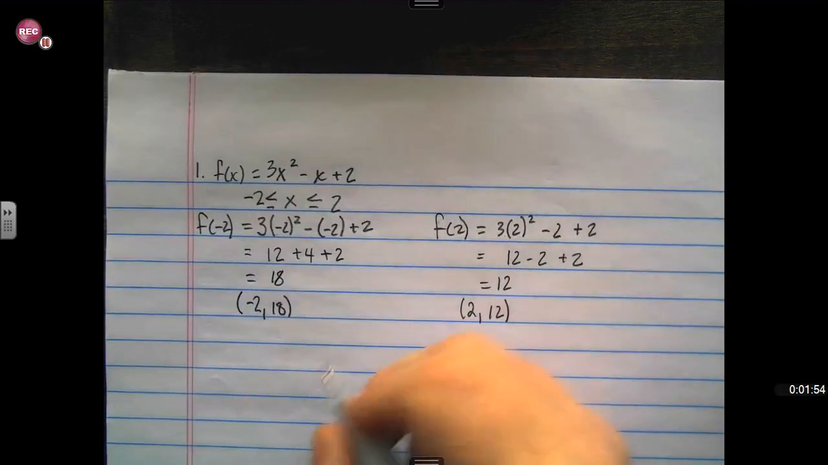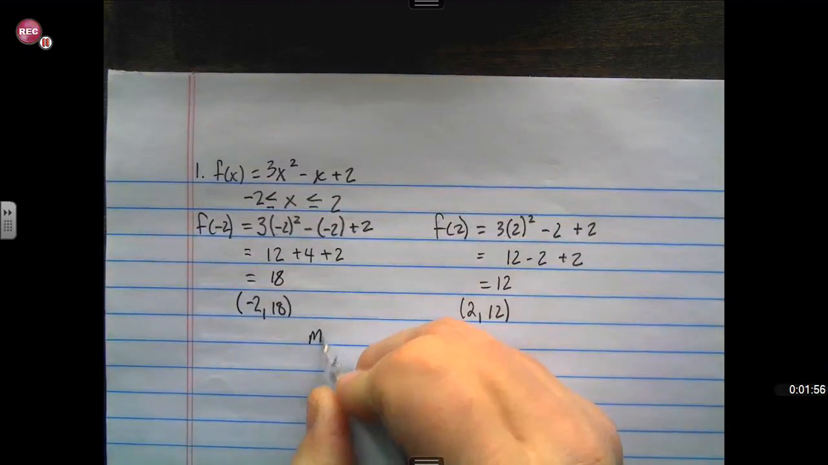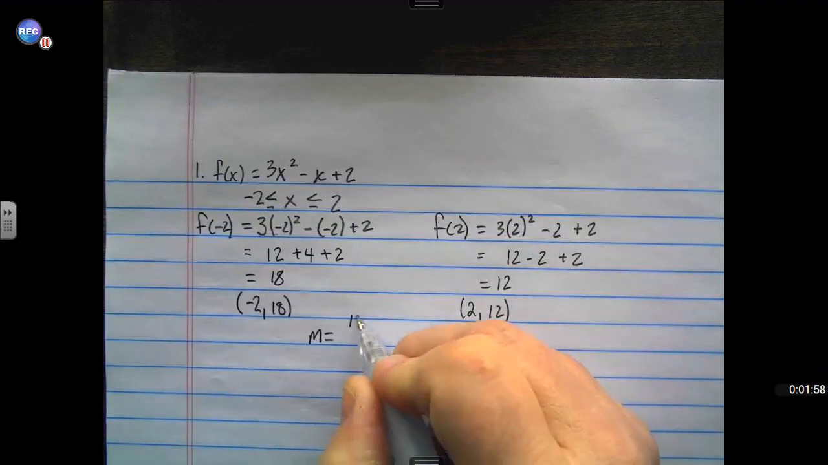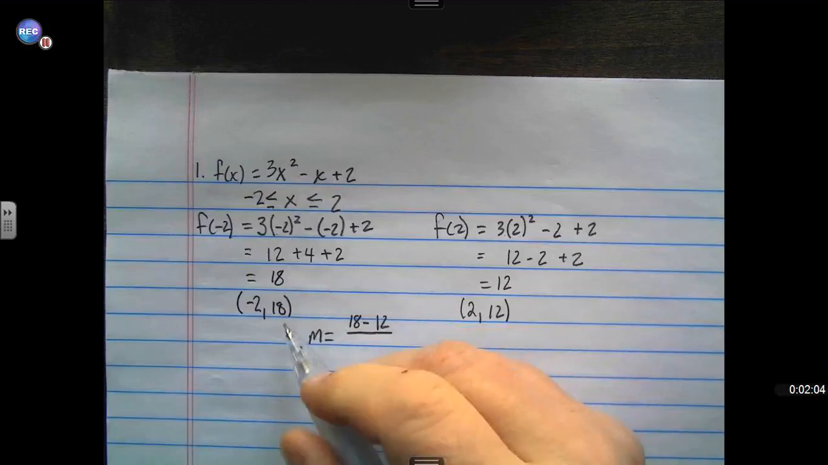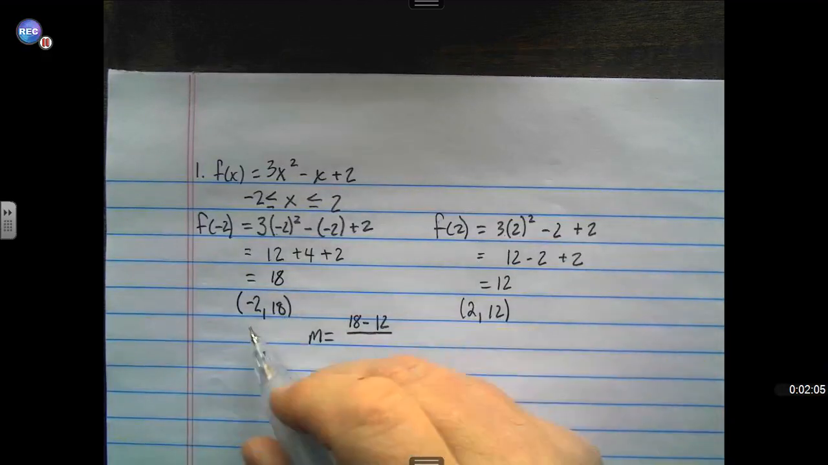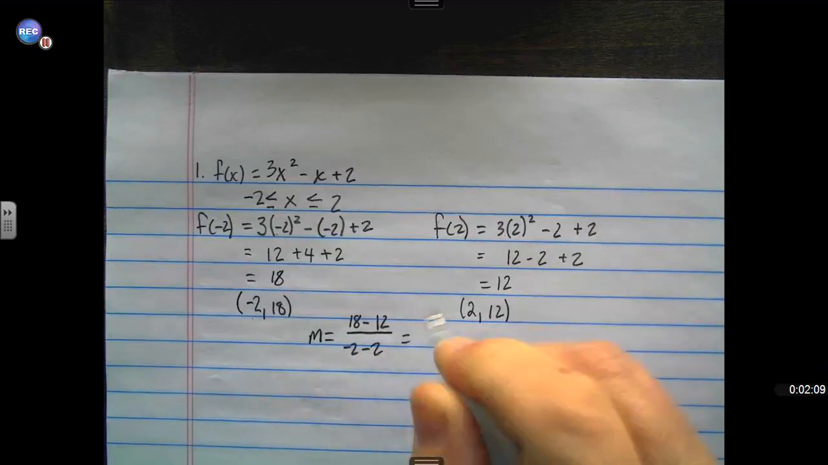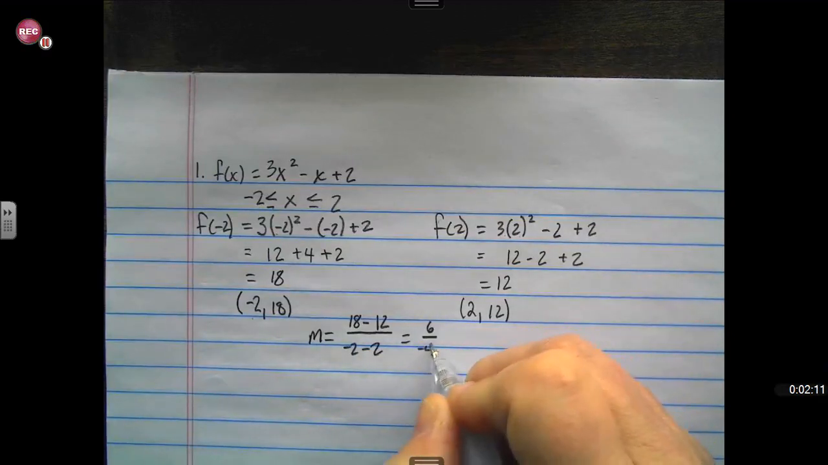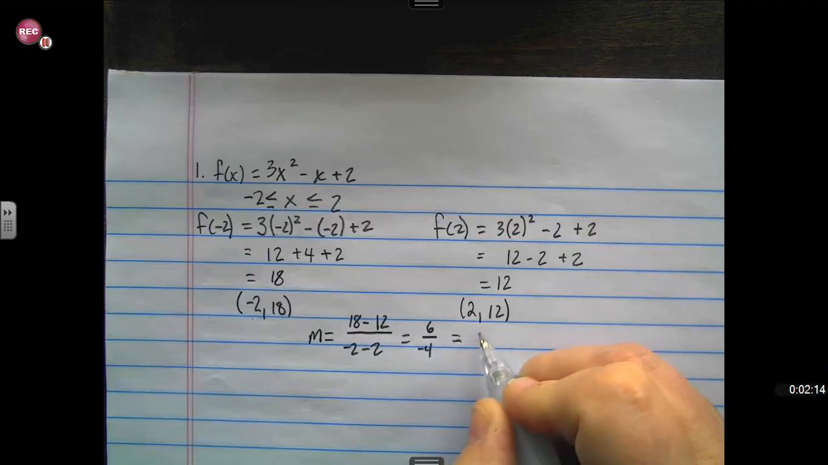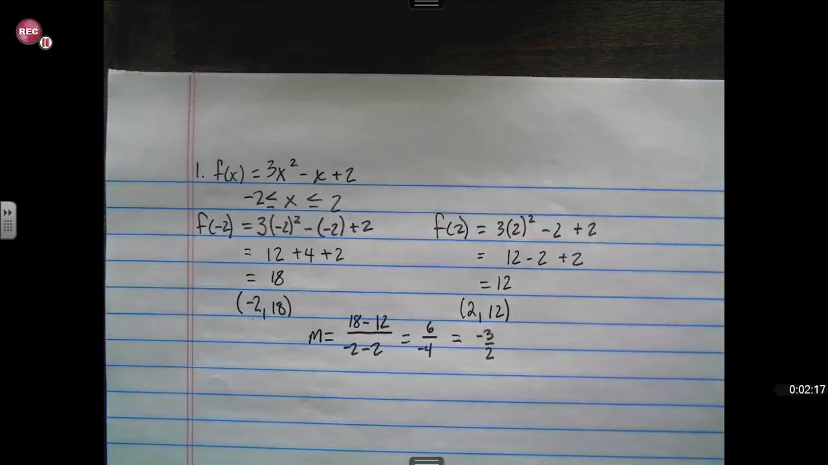So now to find that slope, I take the y value minus the other y value, and I have to go the same direction. I did 18 minus 12, so I have to do -2 minus 2. And I get 6 over -4, which reduces to -3/2. Doesn't matter where we put that negative, I like to put it in the numerator. All right, number 2.